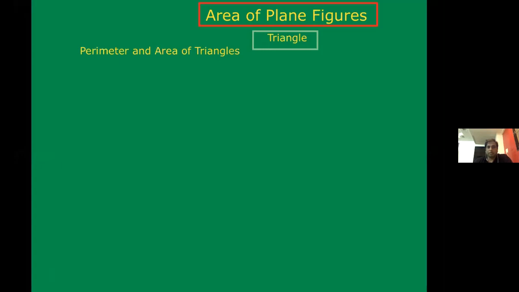So now I'm going to talk about the area of the plane figure. In this we will see the triangles. Okay, so how to find out the perimeter and area of the triangles we will discuss in this lecture. Okay, so first thing, for a triangle, suppose I'm making a triangle. So this is the triangle.